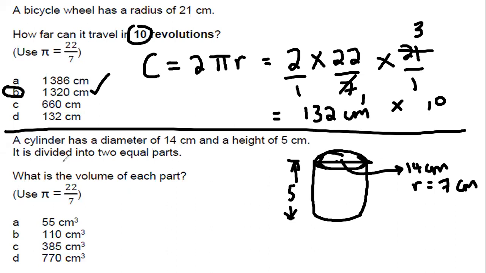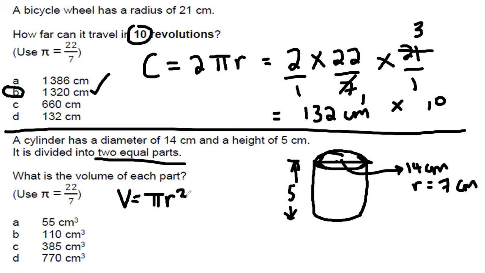Oh, hold on there. The cylinder is divided into what? 2 equal parts. It's like you have a tin of milk and you just cut it into 2. So basically, what you want to do is just to find the volume of the complete cylinder, then divide the answer by what? By 2.